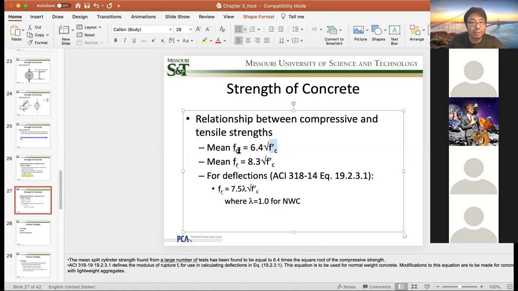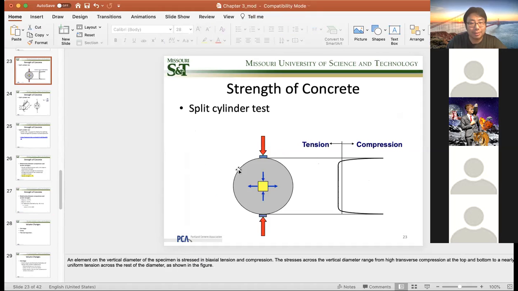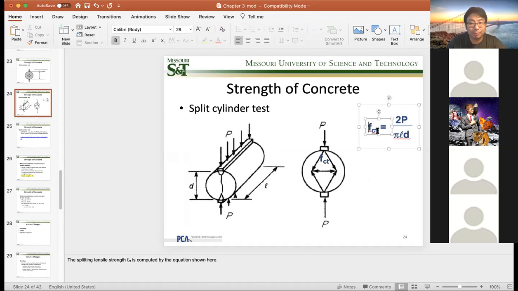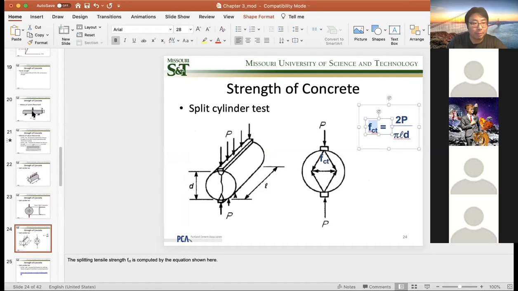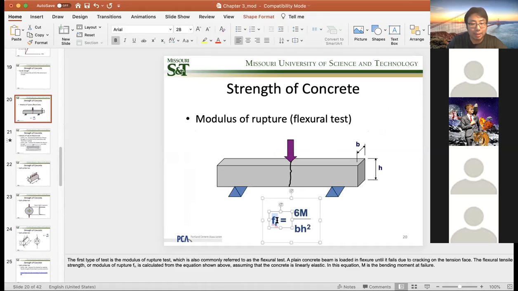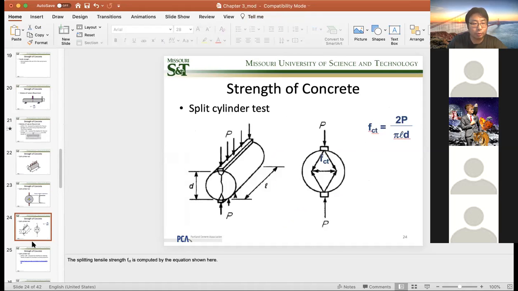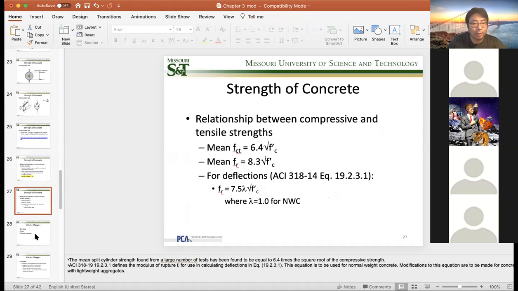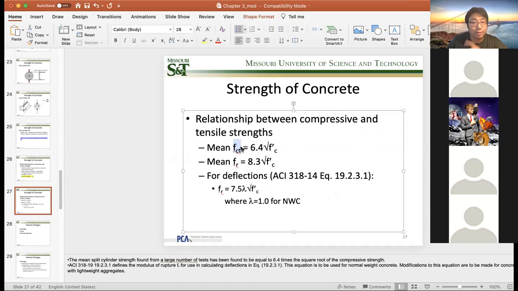There are 2 tensile strengths we just mentioned, right? One is the split cylinder strength, which is fct. The other is directly from beam bending, which we call fr. These are 2 types of tensile strengths. The estimated relation between them is that the split cylinder has 6.4 times square root f'c, and the modulus of rupture equals 8.3 times square root f'c. But for deflection calculations in our code, it's 7.5 lambda square root f'c for the modulus of rupture.